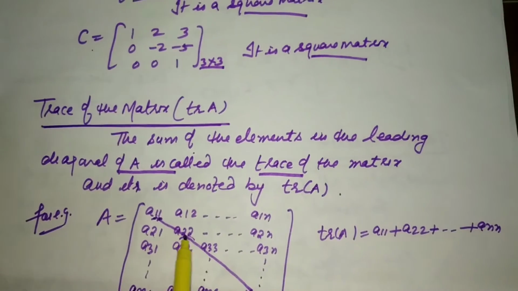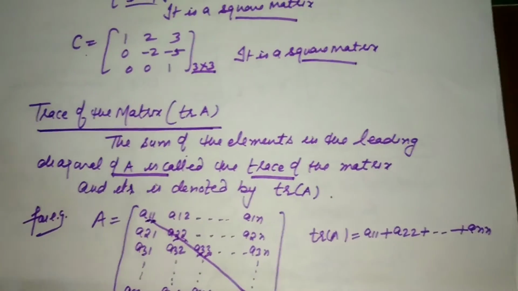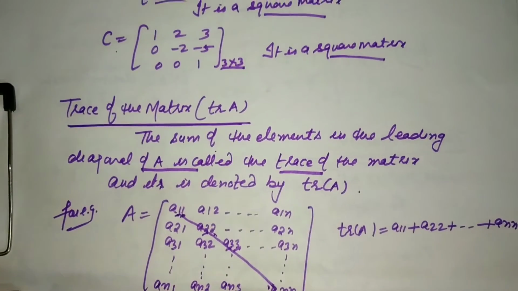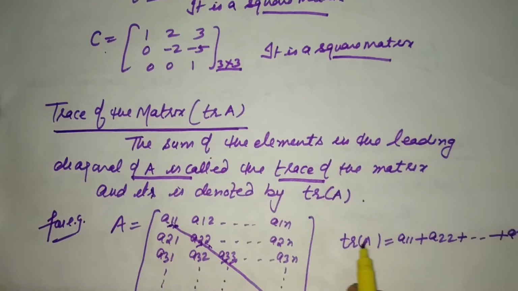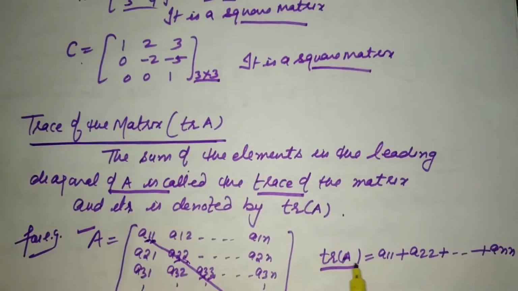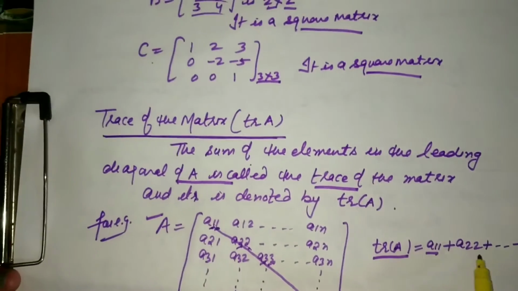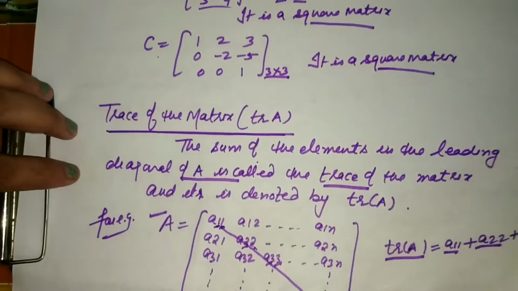Here again I and J are the same, and here again I and J are the same. That means this is known as the diagonal. Whenever we add the diagonal entries, it is known as the trace of a matrix. So it is written as trace A. If I take A as a matrix, then trace A will be A11 plus A22 and so on up to Ann. This is the trace, and I will explain with an illustration also.